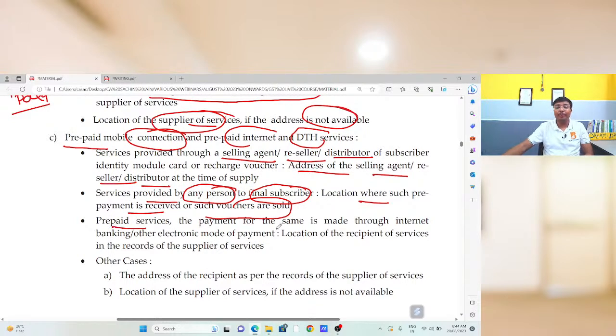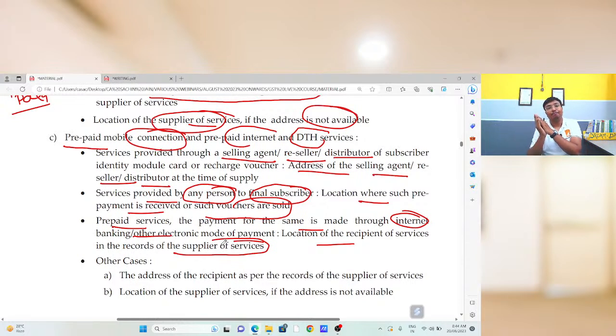Prepaid services, where payment is made through internet banking or another electronic mode of payment. In that case, the location of the recipient of service in the records of the supplier of service will be treated as the place of supply. I am going to recharge my Jio mobile through my internet banking or mobile banking. In that case, Jio Fiber or Jio already has my principal address, and that address will be treated as the place of supply.